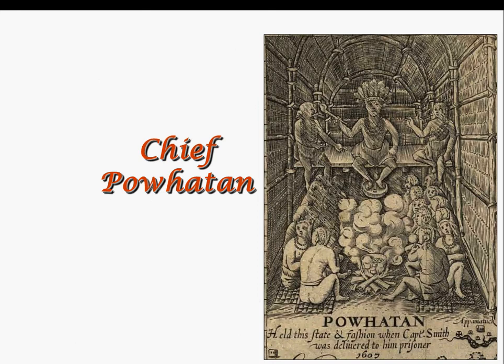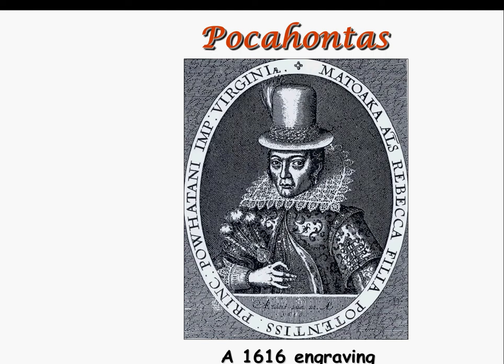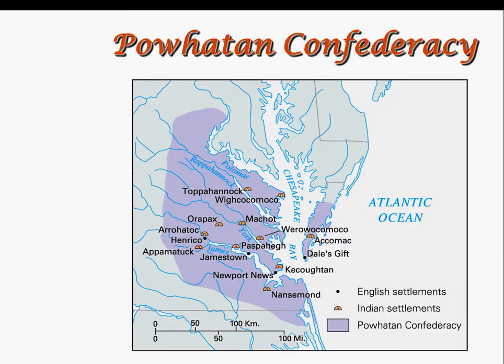Chief Powhatan is the one who initially makes contact with the people coming to Jamestown. He allows them to stay, insisting that they leave the next year. This is a picture of Pocahontas, an engraving. She is going to marry John Rolfe and show him how to raise tobacco. Eventually, she will go to England and she will die there.